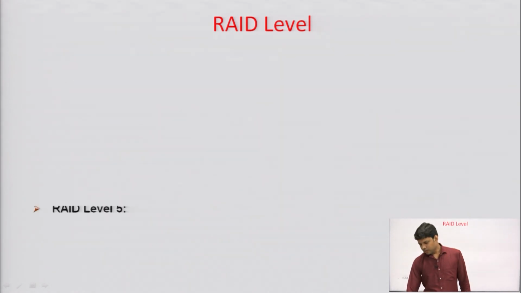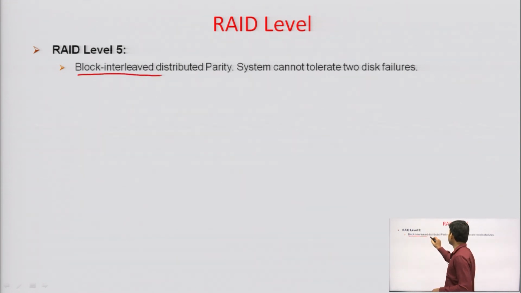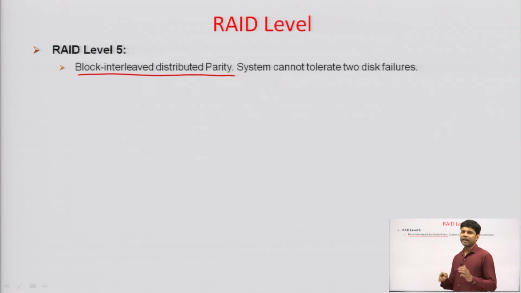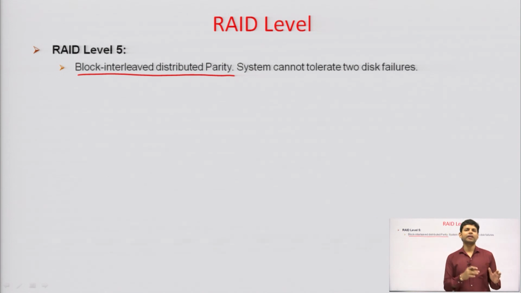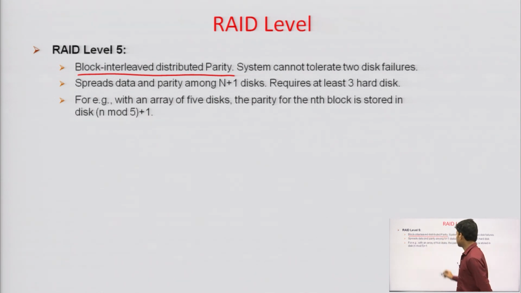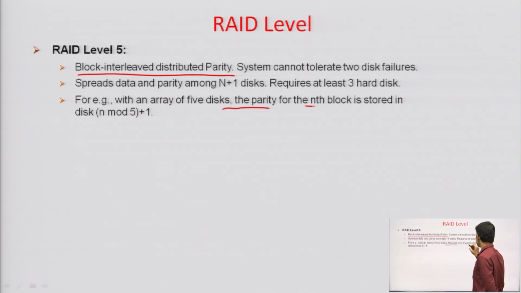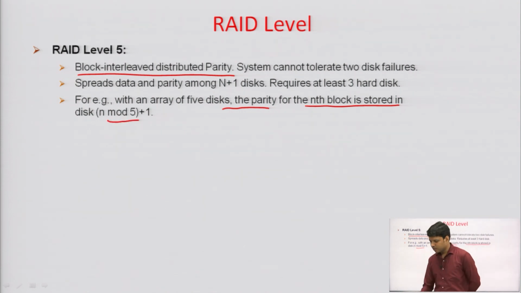Now, what is RAID level 5? It is block interleaved distributed parity, which means the parity is distributed across n disks. We are not keeping the parity in a single disk. This will be clear when you see the diagram. It spreads data and parity among n plus 1 disks and requires at least 3 hard disks. For example, with an array of 5 disks, the parity for the nth block is stored in disk n mod 5 plus 1.